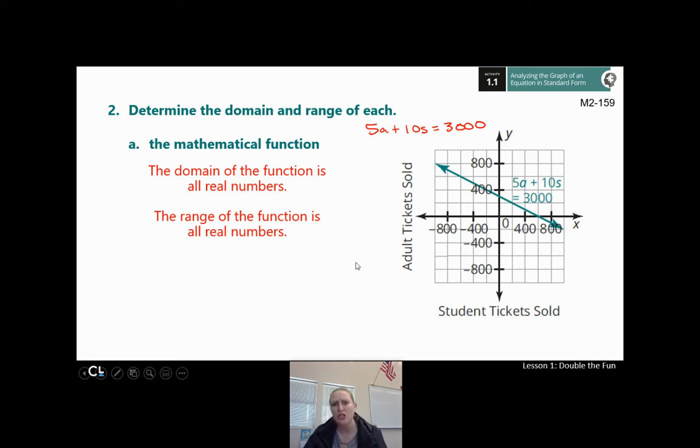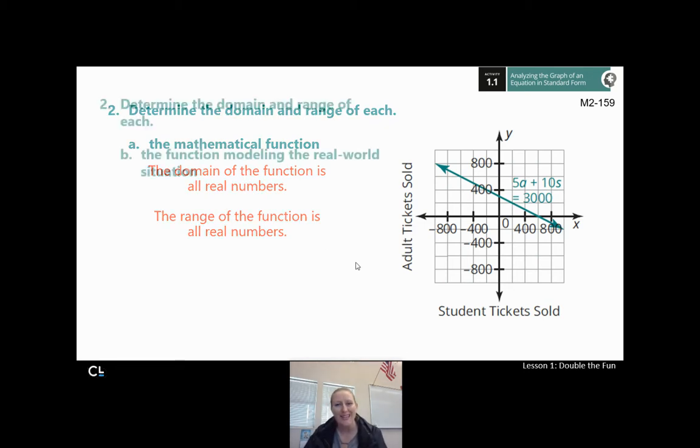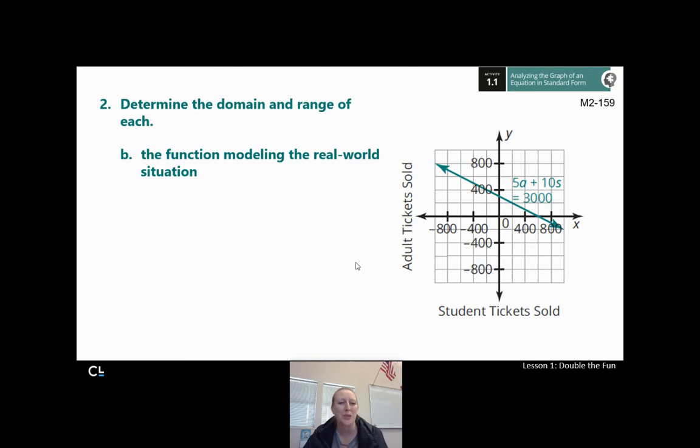Now, if that feels a little strange, it should, because this function is modeling a real world situation. So where did this equation come from, people? Give some thought as to what A is, give some thought to what S is, what those variables are and what they mean in the real world, and then tell me what my domain is and what my range is. What's my possibility for student tickets sold? What are my possibilities for my adult tickets sold? Go ahead and hit pause and write down your thoughts, then hit play when you're ready to check your work.